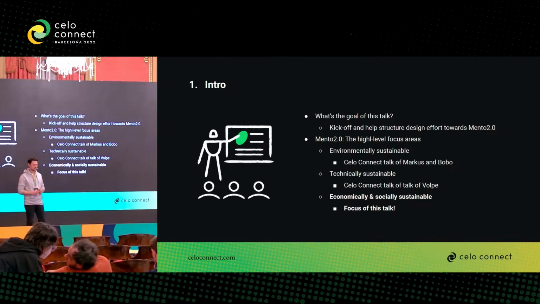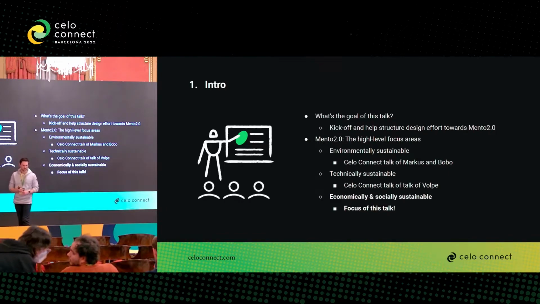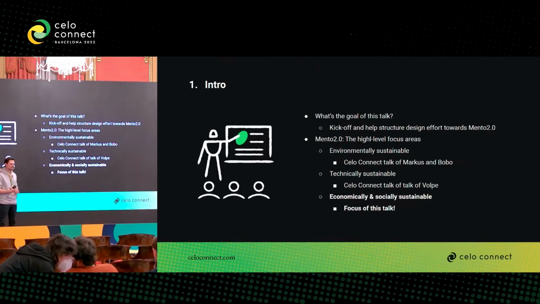So what's this talk about? What's really the goal here of this presentation? Basically, the context you need to figure that out is that a group of folks in the ecosystem, partly cLabs, partly others, came together to figure out how a new version of the stability protocol could look like. And on a super high level, I think we identified 3 focus areas.